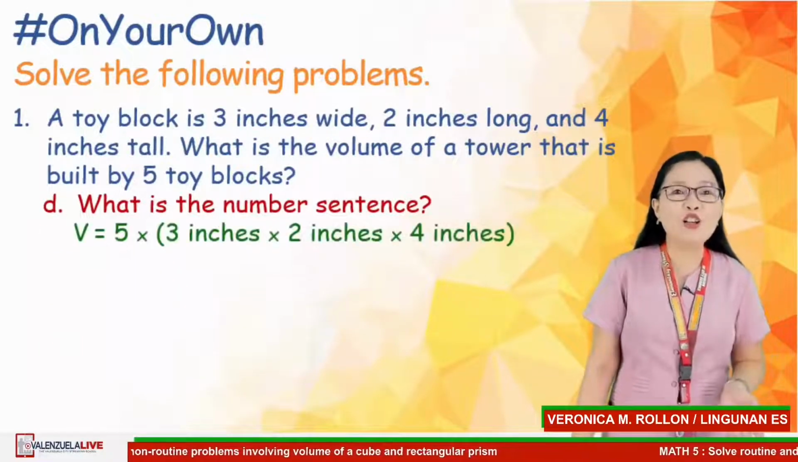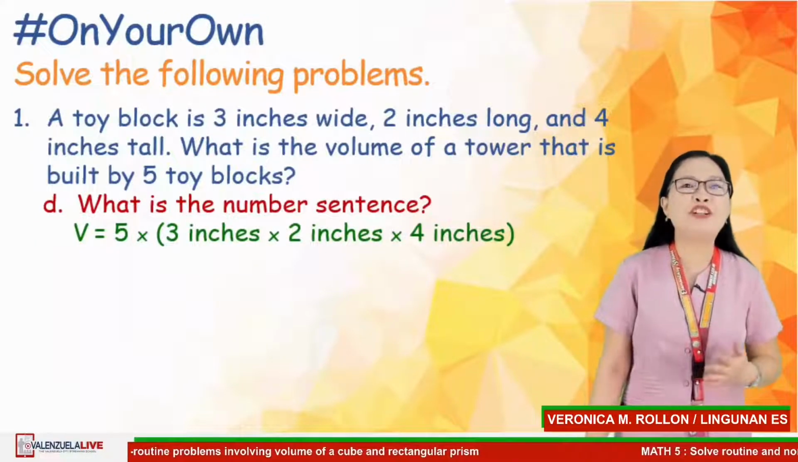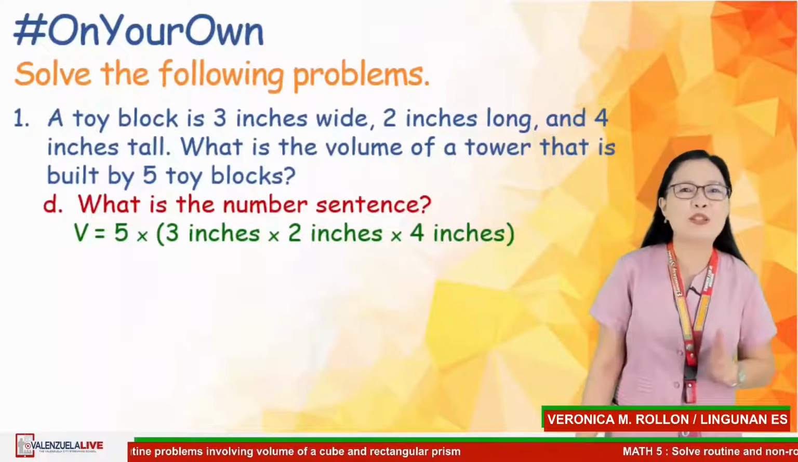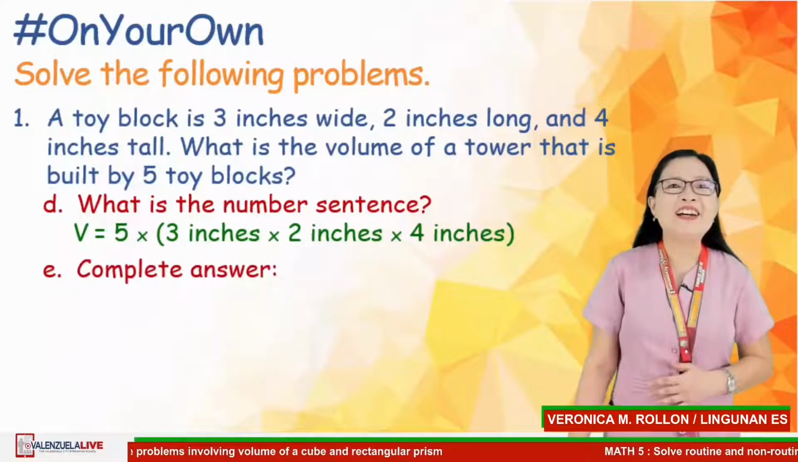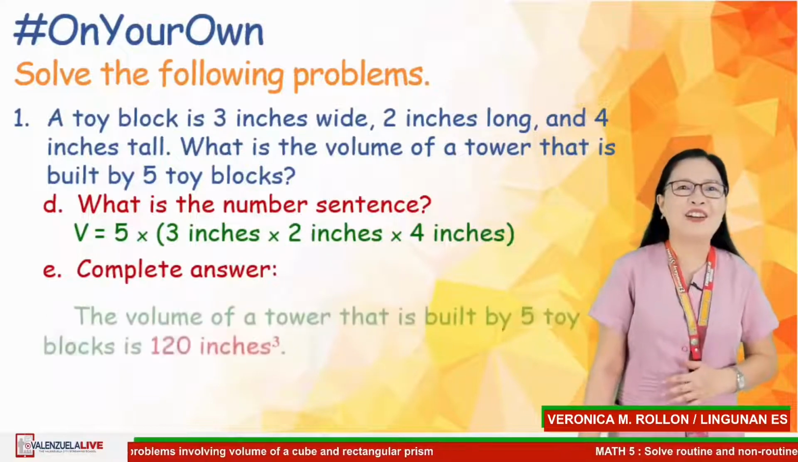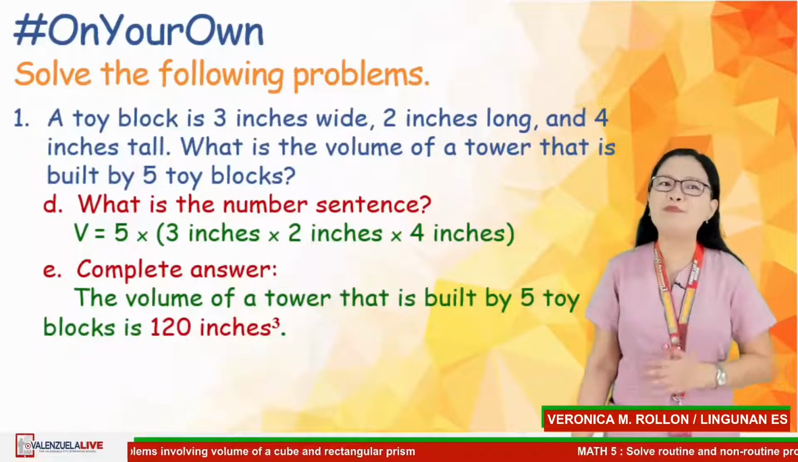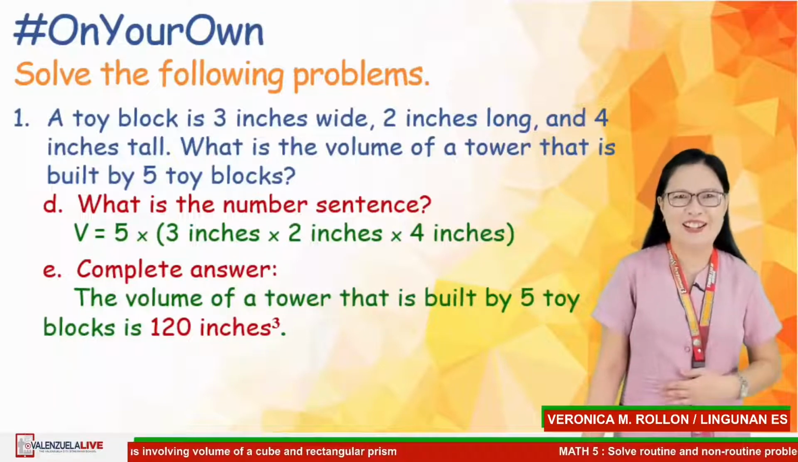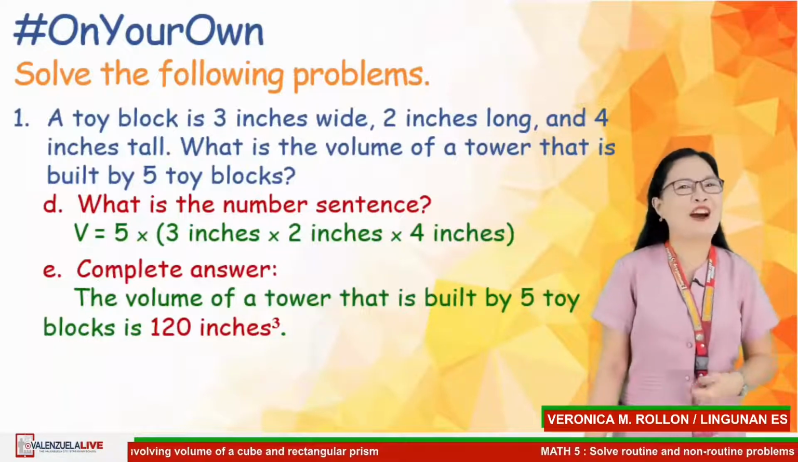What is the number sentence? Volume is equal to 5 times, you have to solve for the volume of the toy block, which is 3 inches times 2 inches times 4 inches. And the complete answer: the volume of a tower that is built by the 5 toy blocks is 120 cubic inches. Did you get a perfect score? You're amazing, Grade 5 learners.